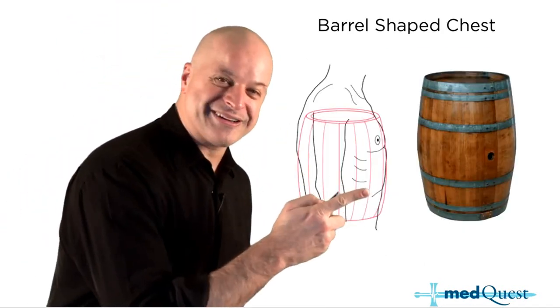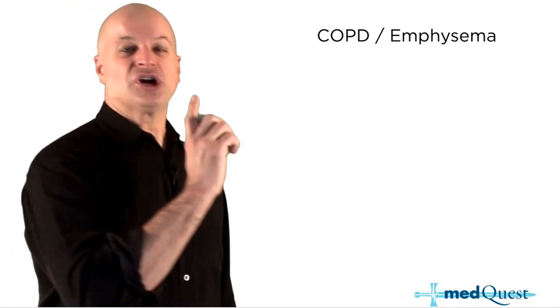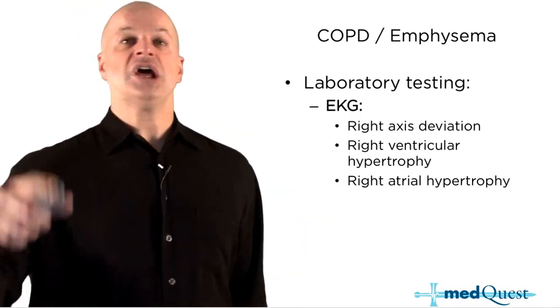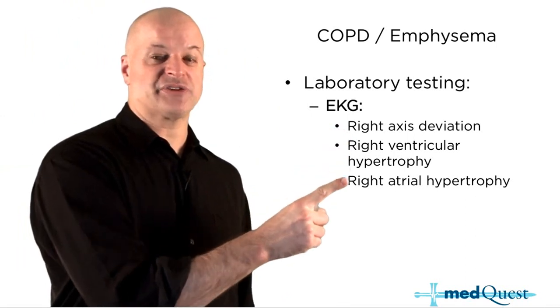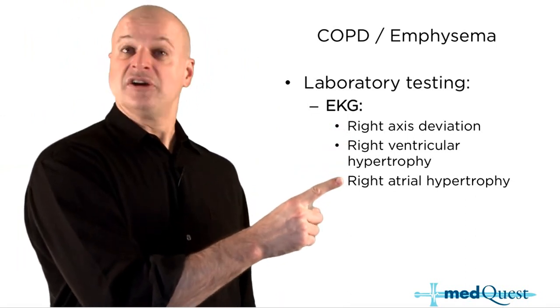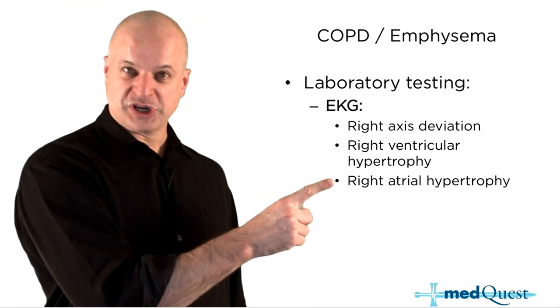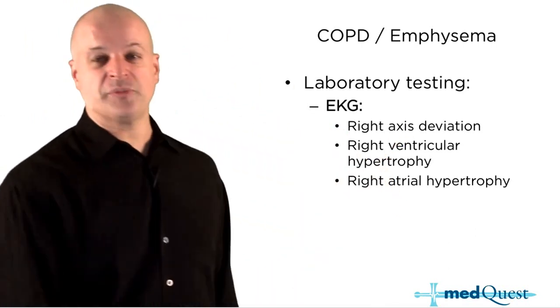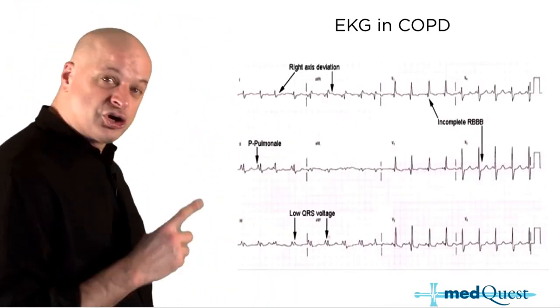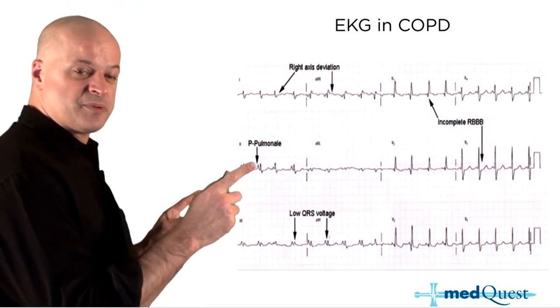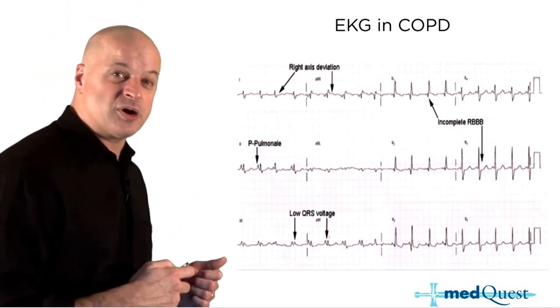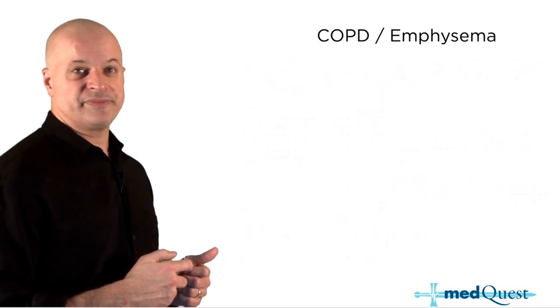Could it show barrel-shaped chest? Then you'll order it. Could it be abnormal? Then you'll order it. Could the EKG show right atrial hypertrophy, right ventricular hypertrophy, right axis deviation? Right side, from pulmonary hypertension. It could have been abnormal, then you'll order it. Could have had right bundle, could have had signs of big P waves. Look at that big P wave. It could have been abnormal, then you'll order it.